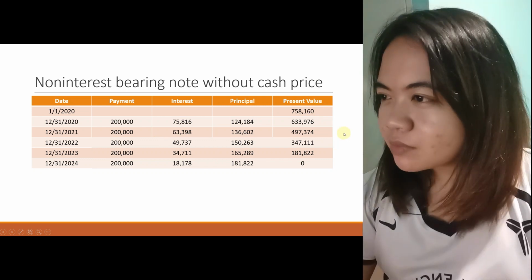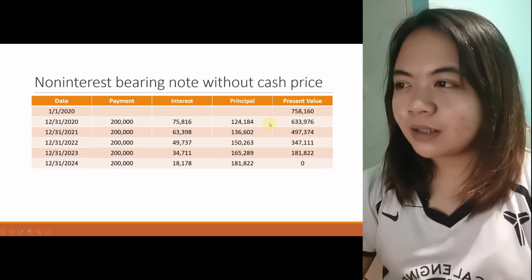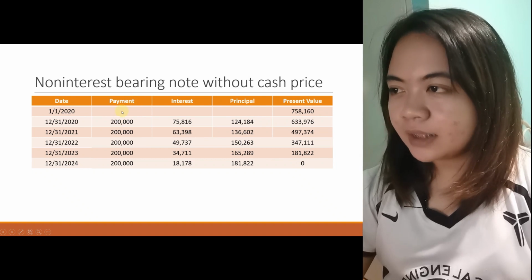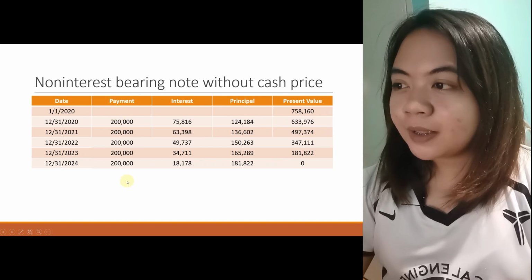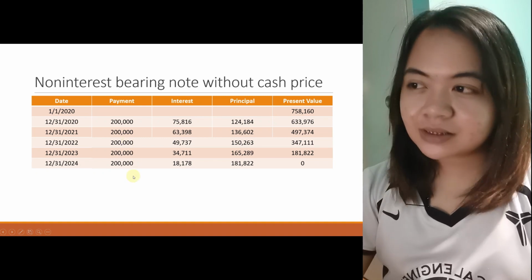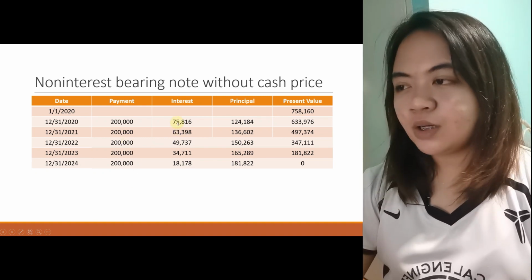Okay, so how do you do this? We have already done this sa bonds payable. So you first, we have the column for date. Yan. Then, we have the column for payment. Kasi every year, 200,000 yung babayaran niya. Equal annual installments. So, 200,000 every year for 5 years.